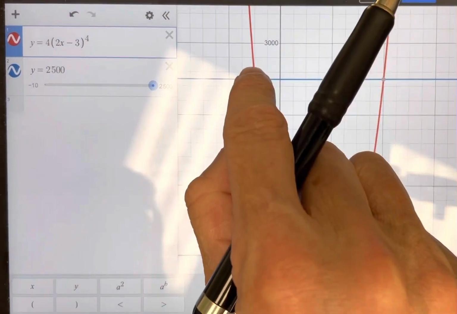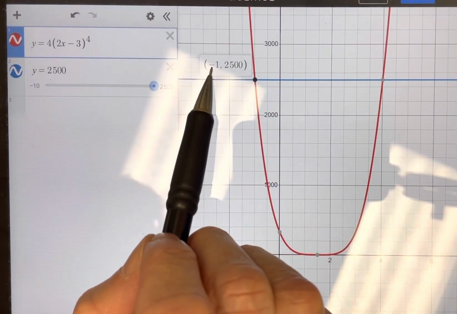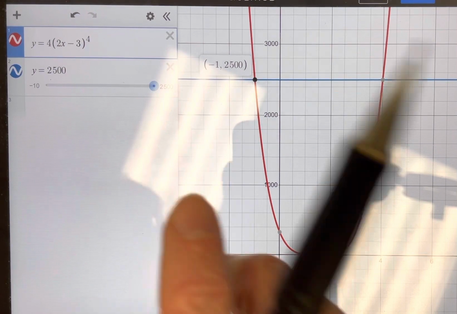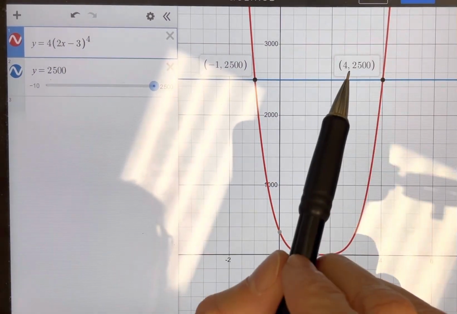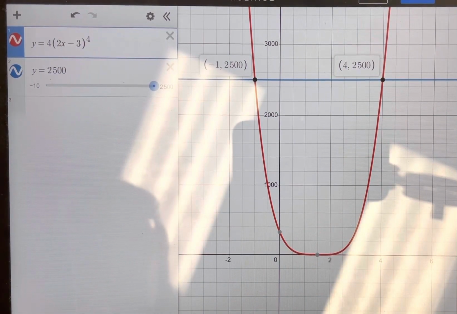Now I've got it. Let's touch here. And there's my negative 1 answer that I got algebraically. And let's touch over here. And there's my x equals 4 answer that I also got algebraically.